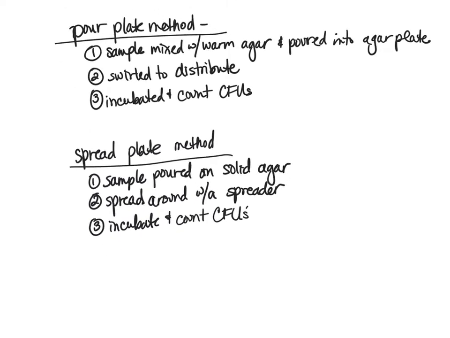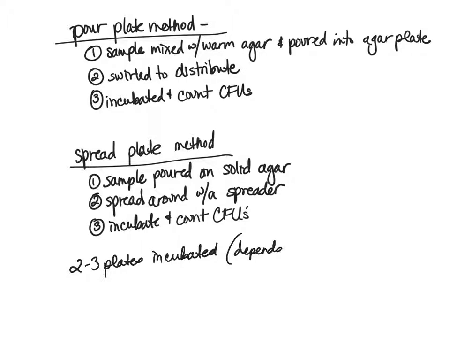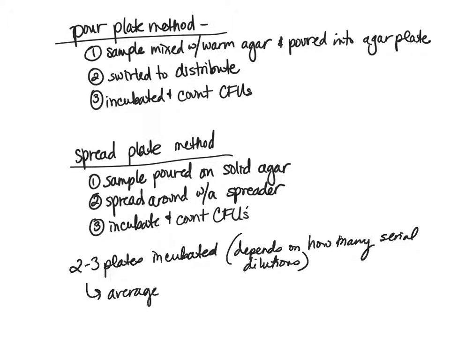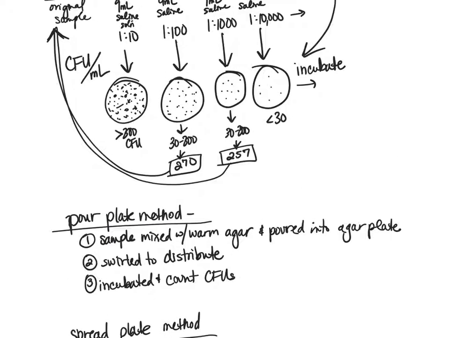So then, regardless of whether we're doing the pour plate method or the spread plate method, 2 to 3 plates will be incubated. This really depends on how many serial dilutions you do, and where you think that preliminary area might be. Then what you're going to do is average the CFUs. So when you average them, then you use that number. Up here, where I was mentioning this number here and then this number here, we'll take the average of these two, and then come back up here and we'll find out our CFU per milliliter.